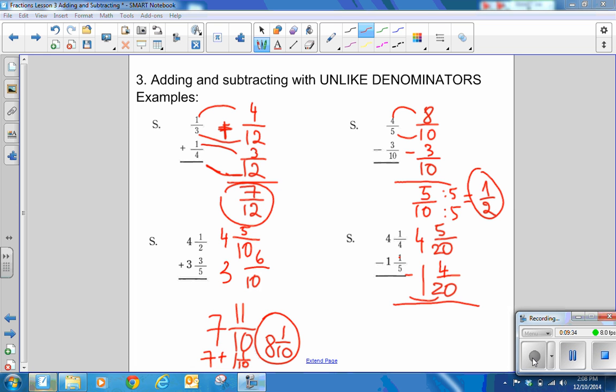Now I can take away my whole numbers, so 4 minus 1 is 3. 5 minus 4 is 1 over the common denominator of 20. 3 and 1/20 is my answer.